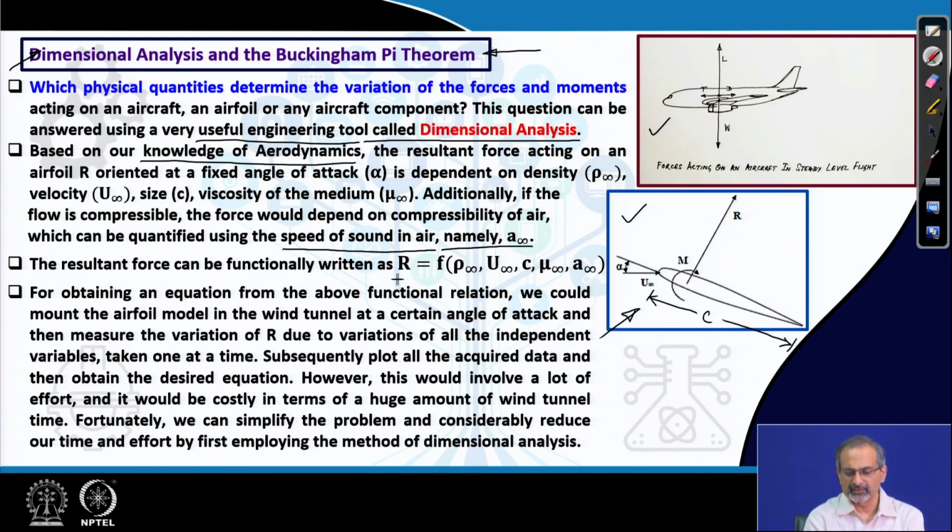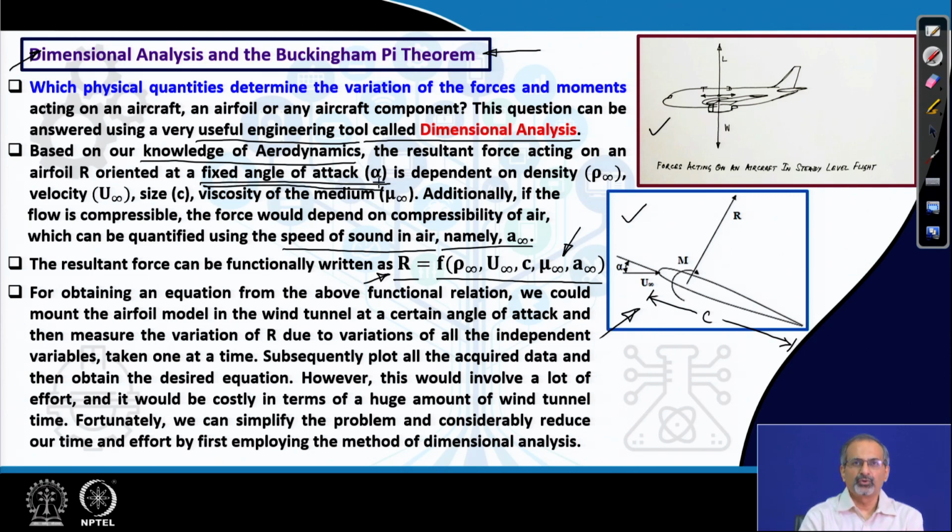Therefore, the resultant force R can be functionally represented in terms of rho infinity, u infinity, c, mu infinity and a infinity. So, here are these independent variables which would decide what would be the value of R for a particular angle of attack. Remember that we are fixing the angle of attack.